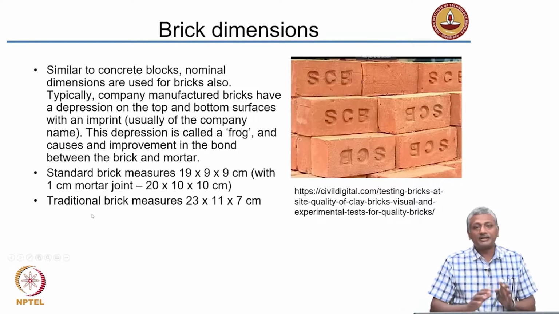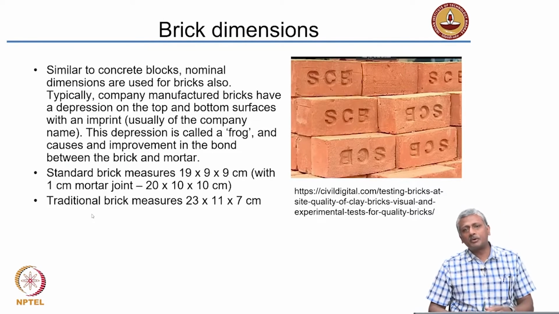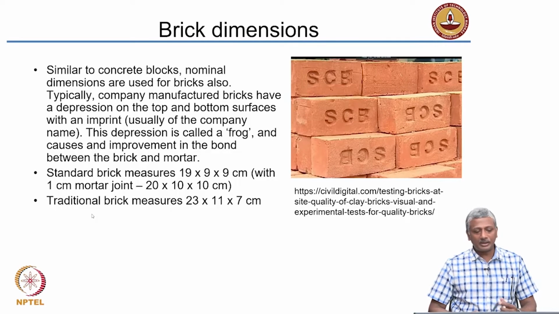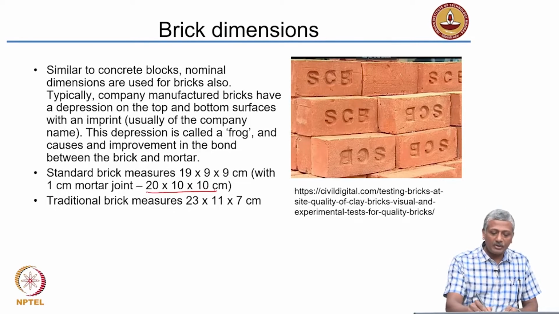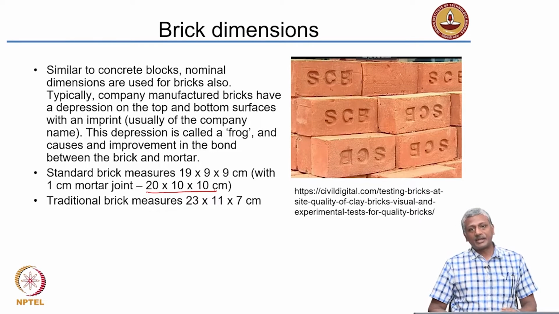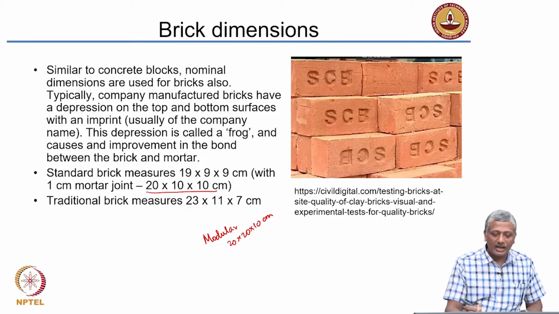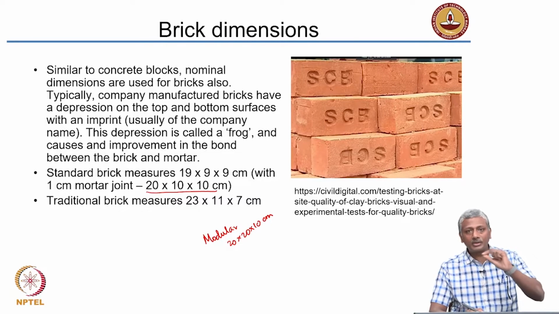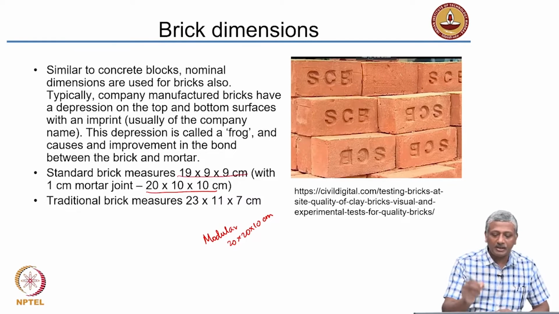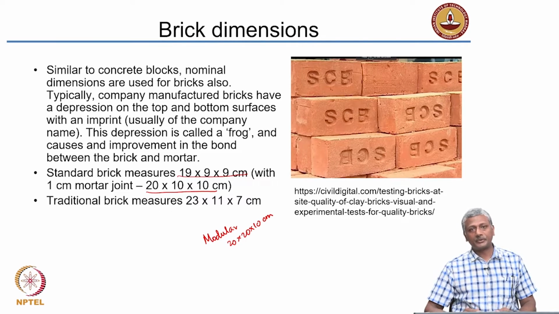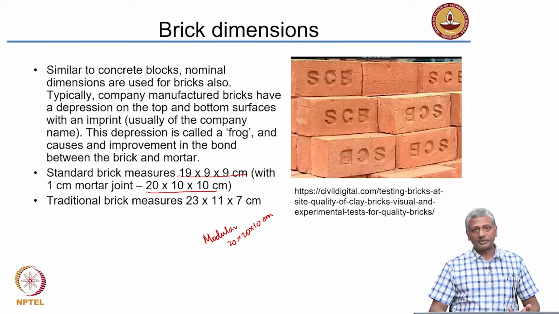So, we have now looked at different types of bricks. Now, let us talk a little bit about brick dimensions. As I said earlier, the modular dimension is typically written as 20 by 20 by 10 centimeters. This modular dimension of 20 by 20 by 10 assumes that you have a 1 centimeter thick layer of mortar around the brick. So, the actual size of the modular brick is 1 centimeter less than that, that is 19 by 9 by 9. So, it assumes that you have a 1 centimeter thick layer of mortar on top of it.